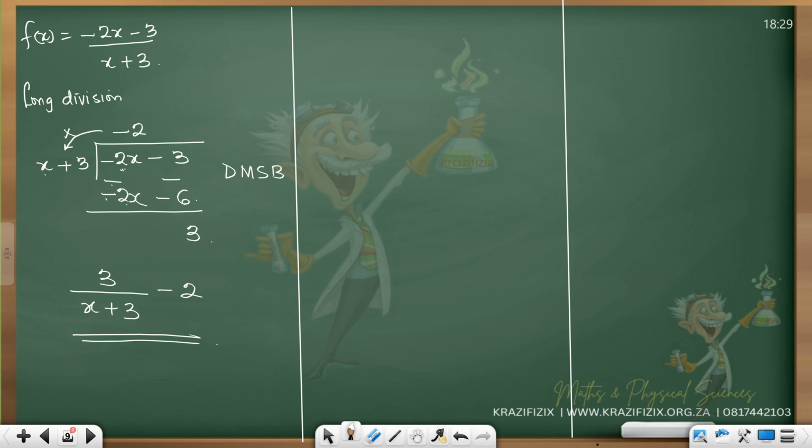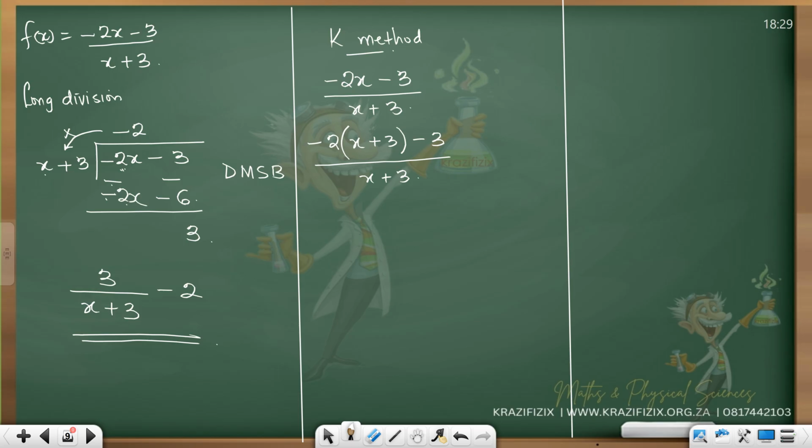What is my second method? The second method is using the K method, because maybe some of your teachers taught you so, that I re-emphasize. Please look at what I'm going to do. I have negative 2x minus 3 over x plus 3. Look at what I'm going to do using the K method. I will rewrite this equation. Instead of x, I would write x plus 3, which is the denominator. I substituted that.